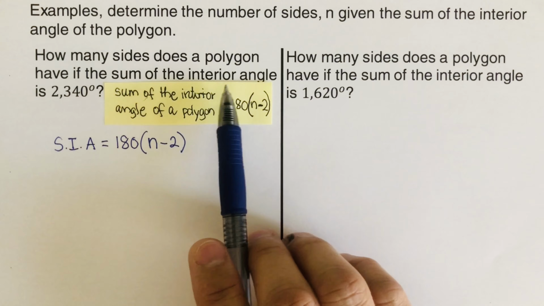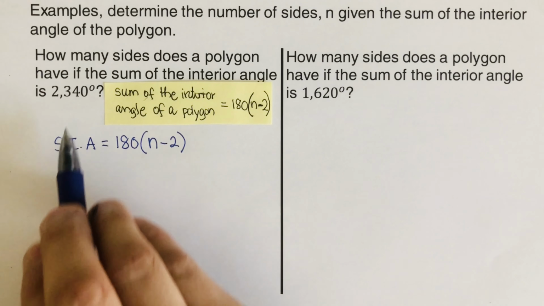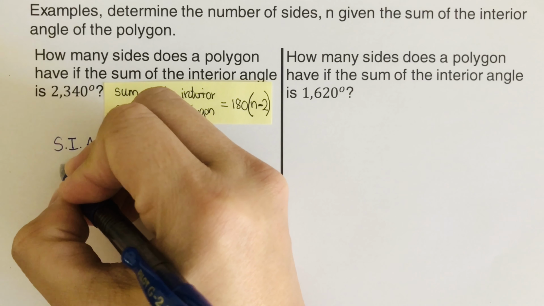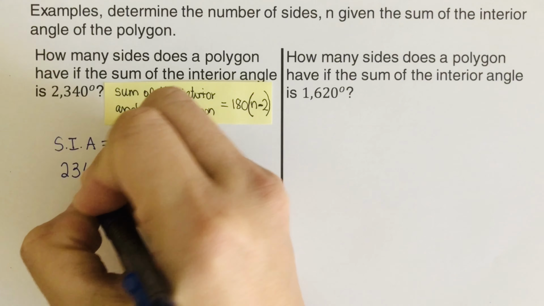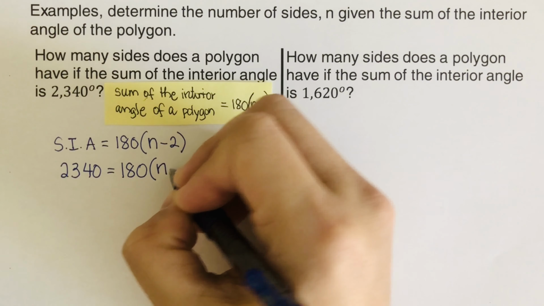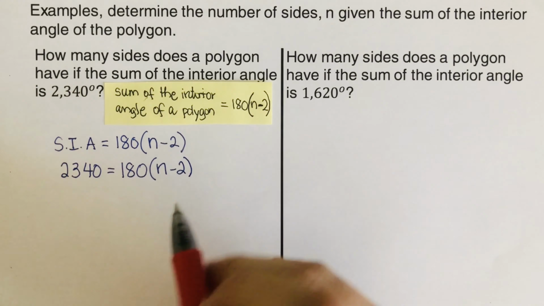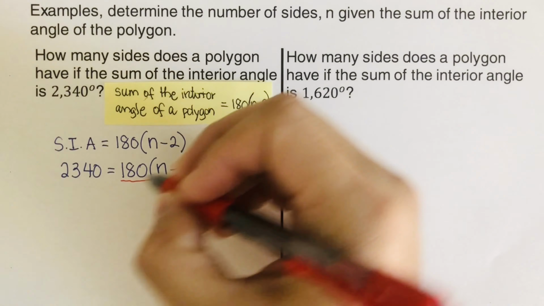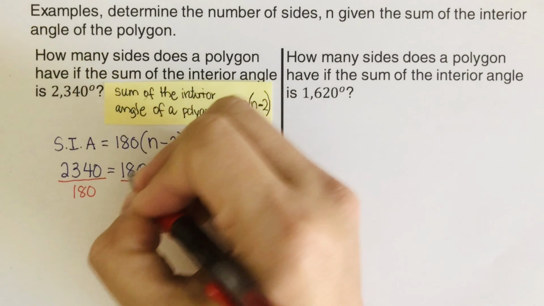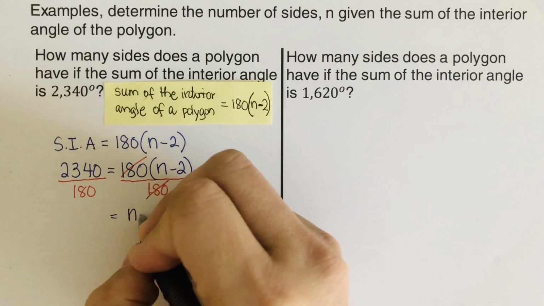If the sum of the interior angles is 2,340, we plug in the 2,340 as the sum of the interior angles, so that goes here. So 2,340 equals 180 times n minus 2. We want n because n represents the number of sides. So we divide both sides by 180. Then I cross out the 180, so I'm left with n minus 2.